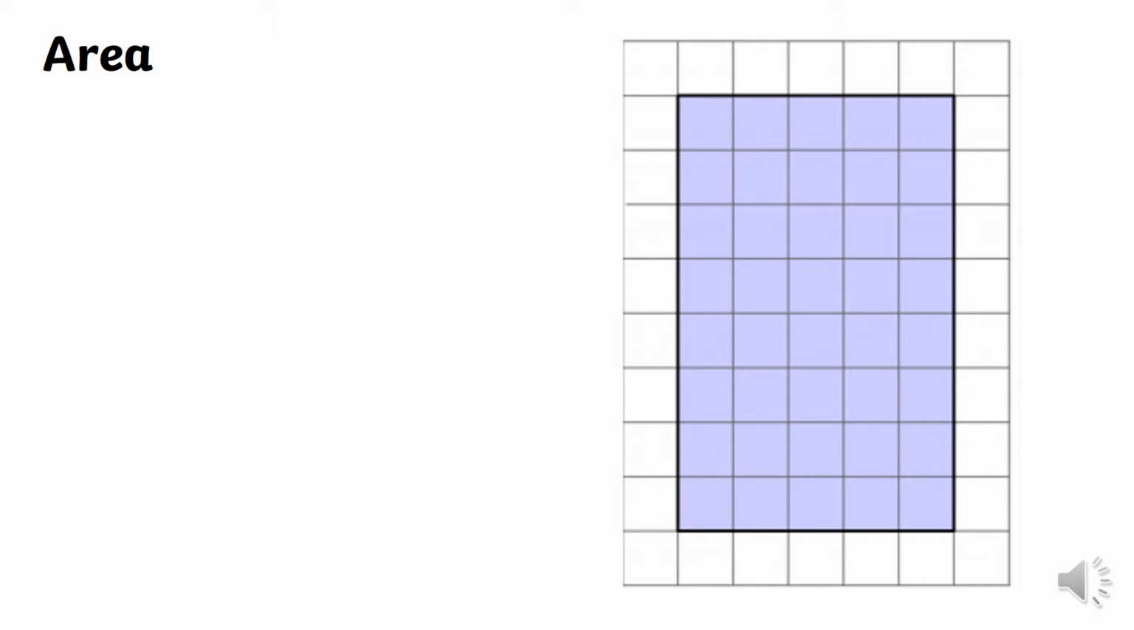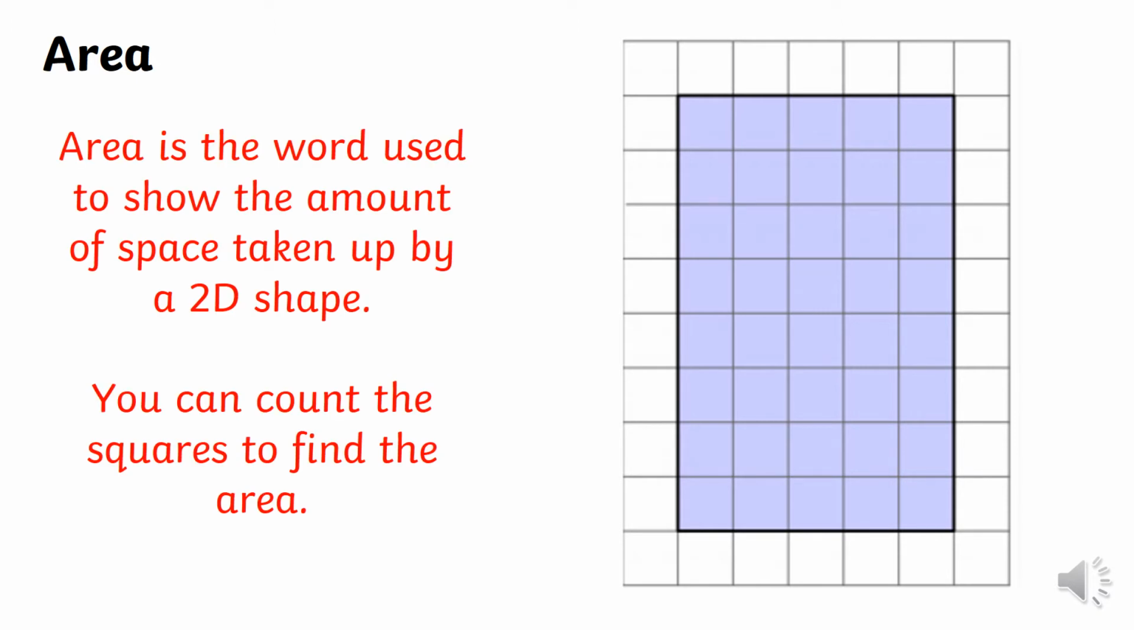So I'm going to start with area. Area is the word used to show the amount of space that's taken up by a 2D shape. So on the right here we've got a 2D rectangle. And to find the area here you can count the squares. So I'm just going to give you a couple of minutes to count the squares of the rectangle on the right.